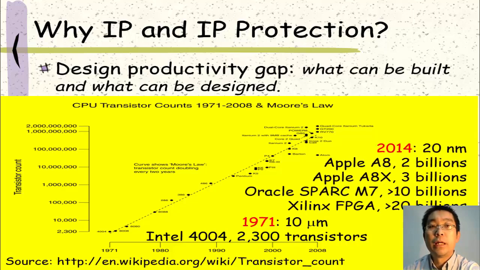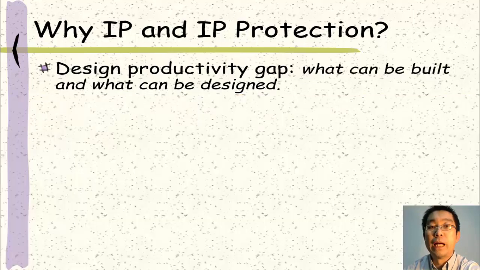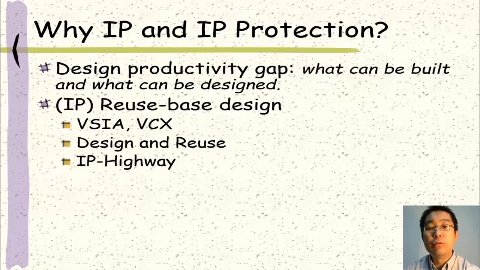Now, technology has advanced to 20 nanometers, and modern processors have billions of transistors. The capacity of silicon has increased for almost 1 million times in the past 40 years. But designers' ability to do meaningful design with such transistors has not increased at the same pace. This creates the design productivity gap. One of the most effective ways to close the gap is reuse-based design.